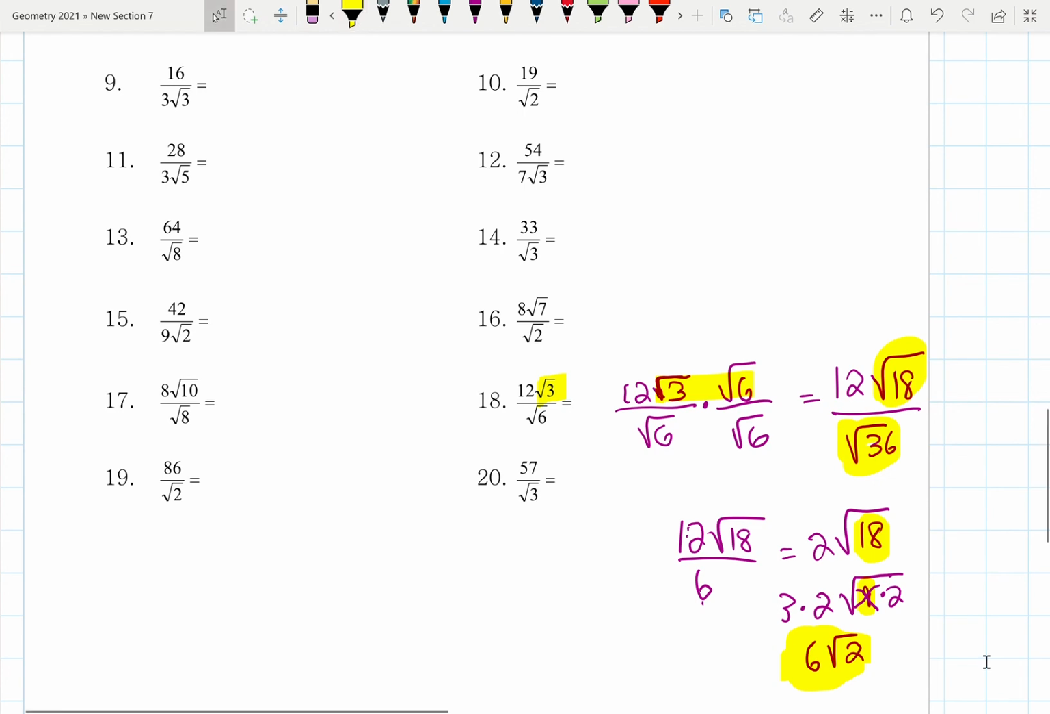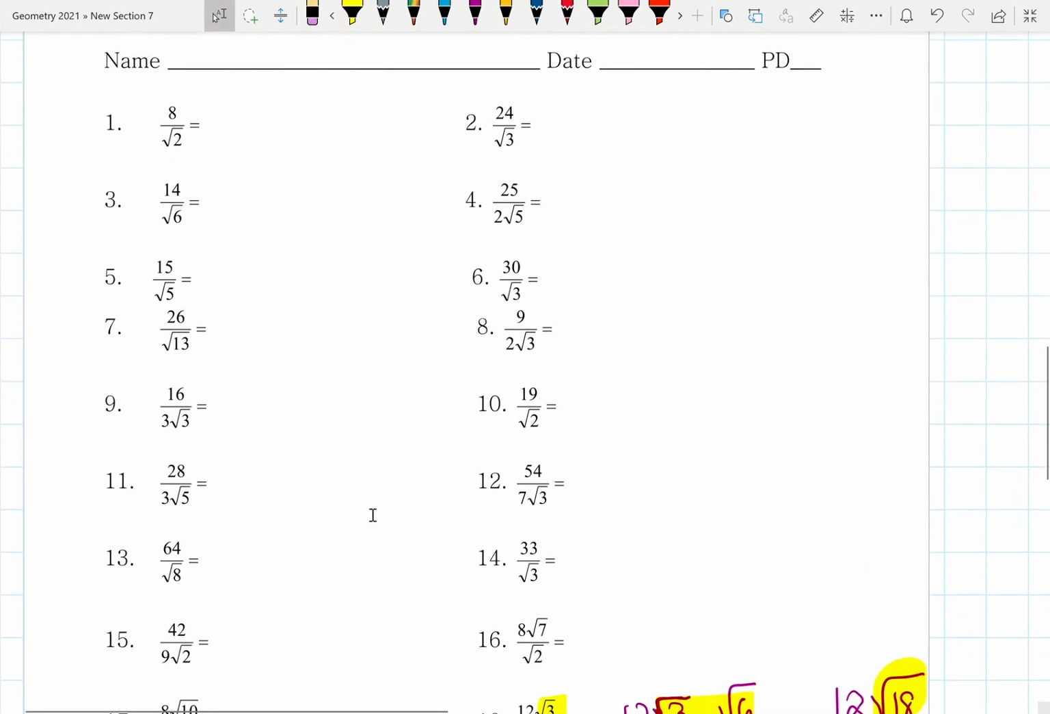All right, you're going to do the rest of these for homework, show all your work. There is a pattern. If you can find the pattern completely on your own, you can use it, but be on the lookout for it. But try several problems first to get the hang of it. All right, have fun.